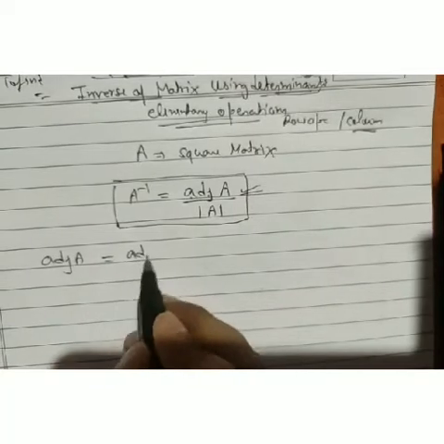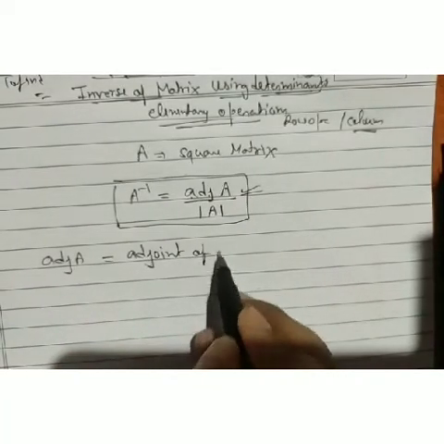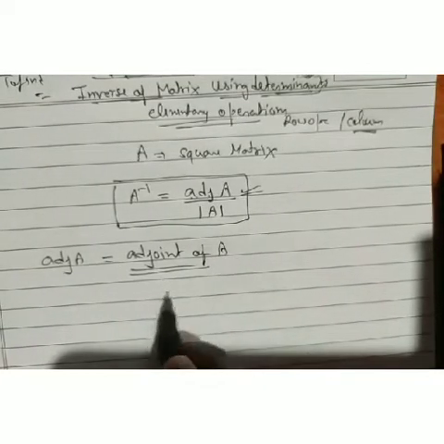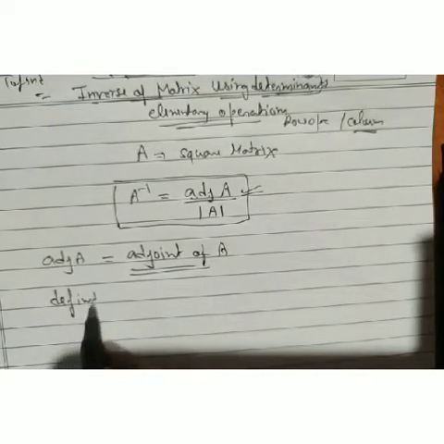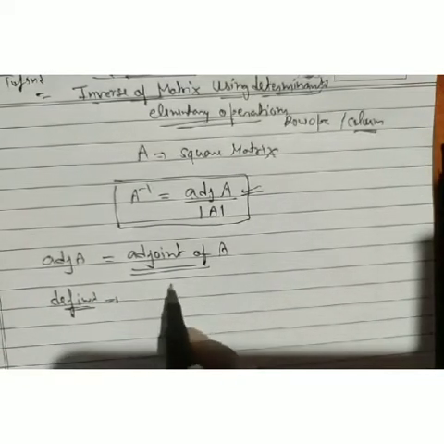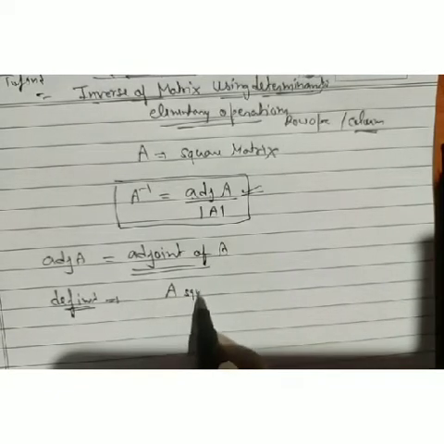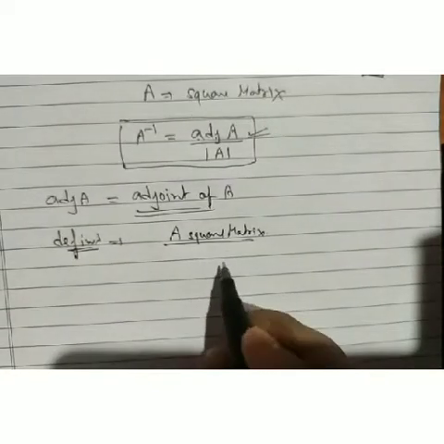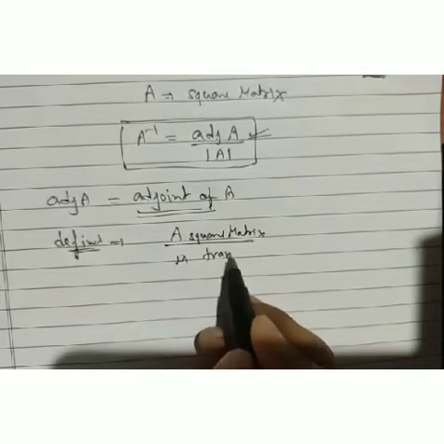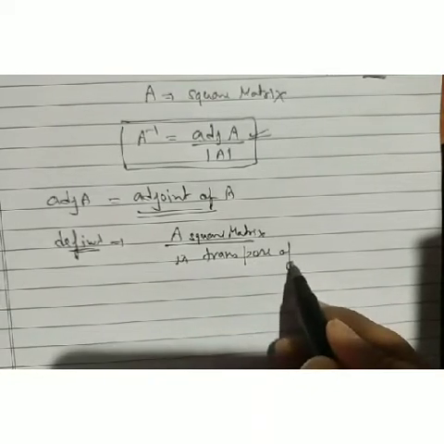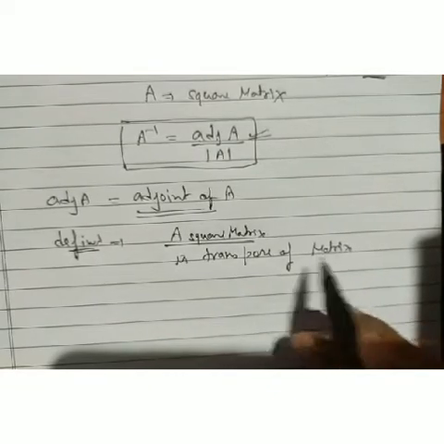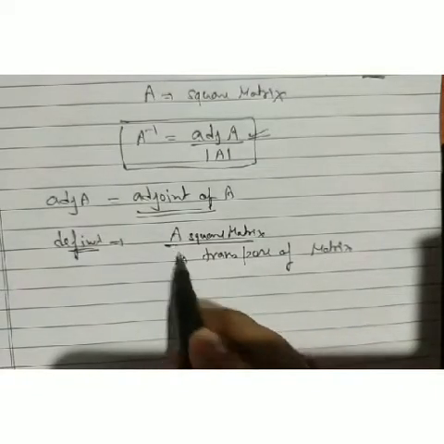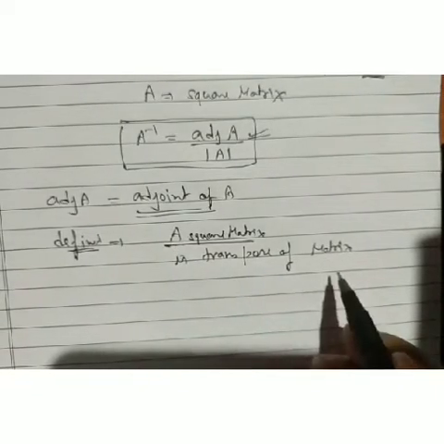That means the adjoint of A. How do we get the adjoint of any square matrix A? How can we define it? The adjoint of any square matrix A is the transpose of the matrix which we obtain by replacing each element of A by its cofactor in det A.